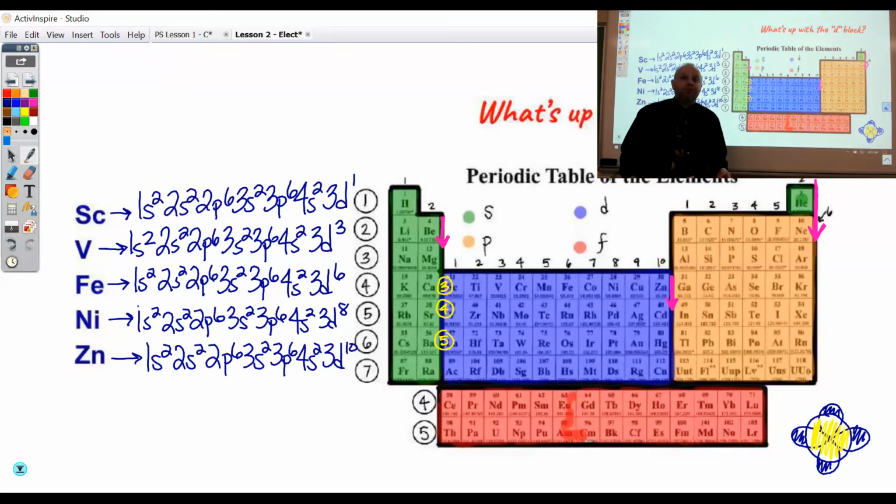Now, just to prove to you that the number of electrons is still equal to the sum of all of those superscripts, let's take a look. Here we have 2 plus 2 is 4, 10, 12, 18, 20, and then 10 more adds up to be 30. So zinc has, as we would expect, 30 electrons total.